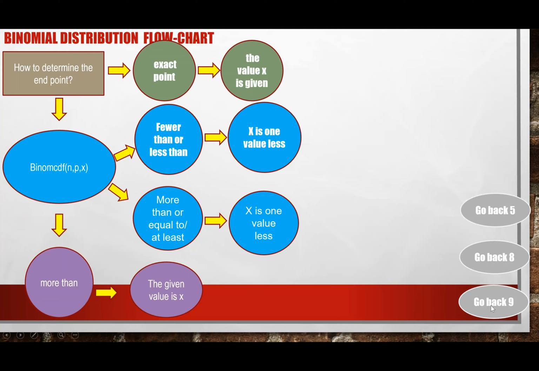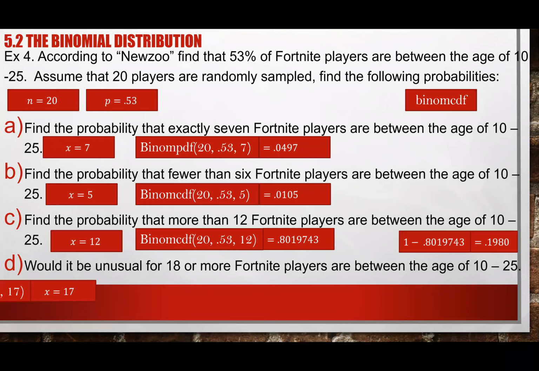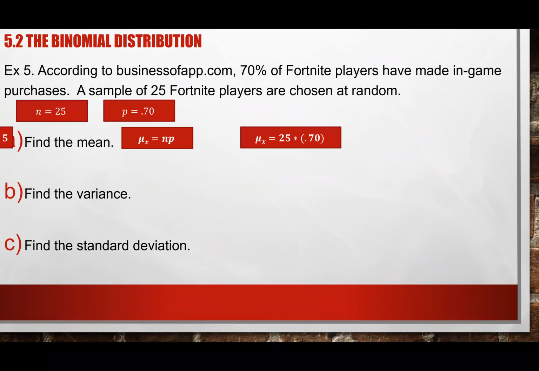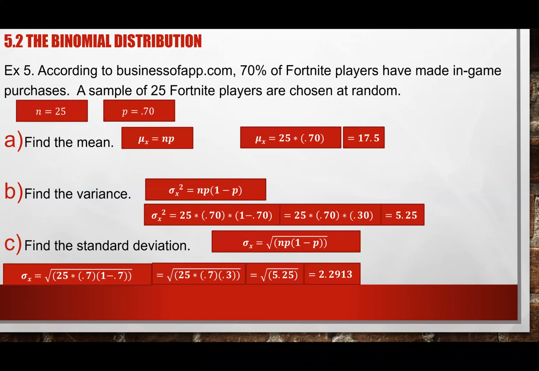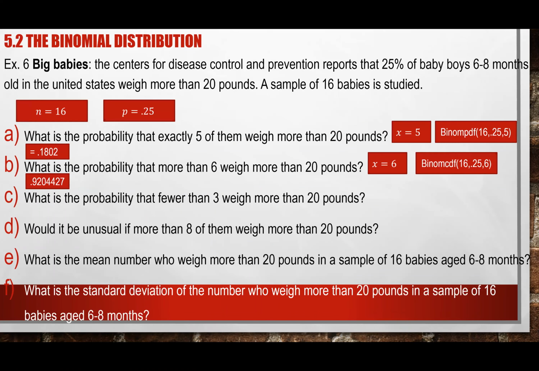Let me go back to this one here. So again, let's go back to that problem. Sorry. So again, exact 5 we did, more than 6 we did, which is, more than 6, we find up to 6, and then we take 1 minus that, right?